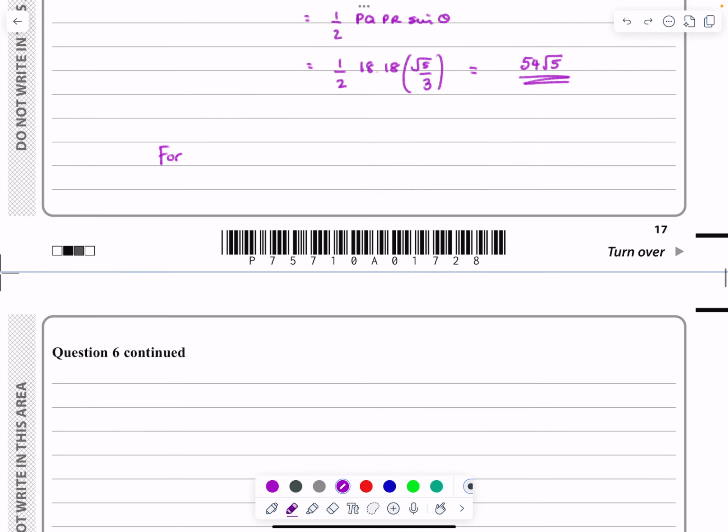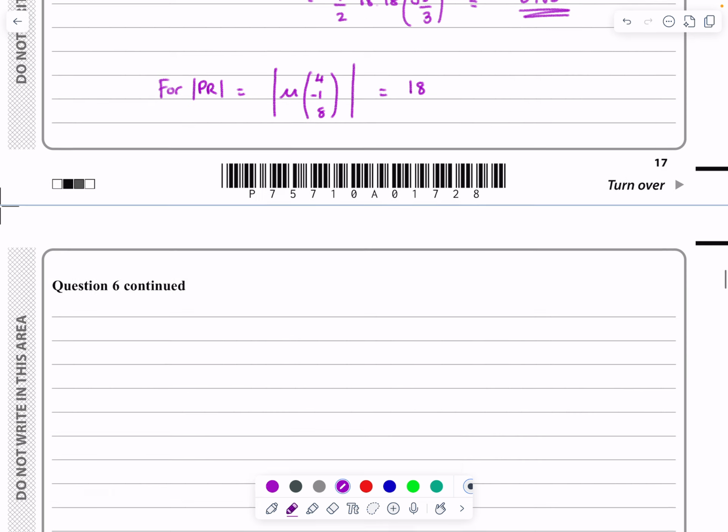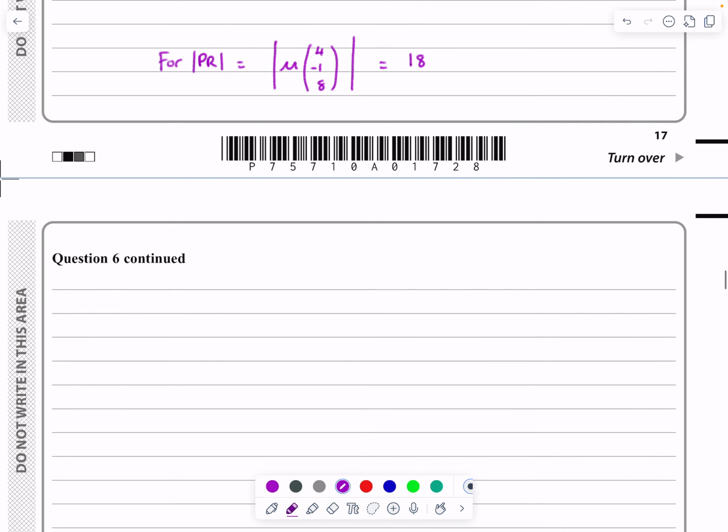But I know that PR is equal to mu lots of (4, minus 1, 8), but I want the modulus of that to be equal to 18. So I'll be able to work out what that multiple is, what mu is going to be. How am I going to do that? Let's write it out first of all. So that's (4 mu, minus mu, 8 mu), that's PR.